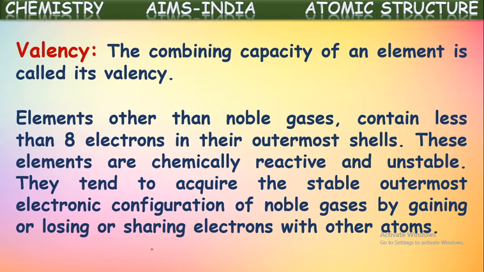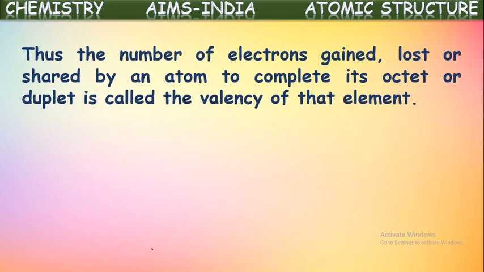These elements also will try to get 8 electrons in the outermost shell so that they can become stable. In getting 8 electrons in the outermost shell, some elements gain electrons, some lose electrons, and some other elements share electrons with other atoms, so that finally they get 8 electrons in their outermost shell and become stable just like the noble gases. In this way, the number of electrons gained, lost, or shared by the atoms is called its combining capacity.